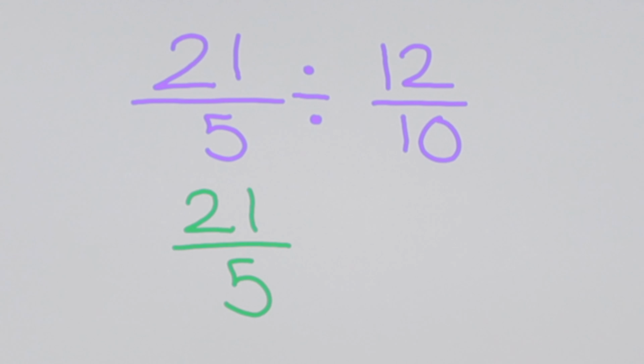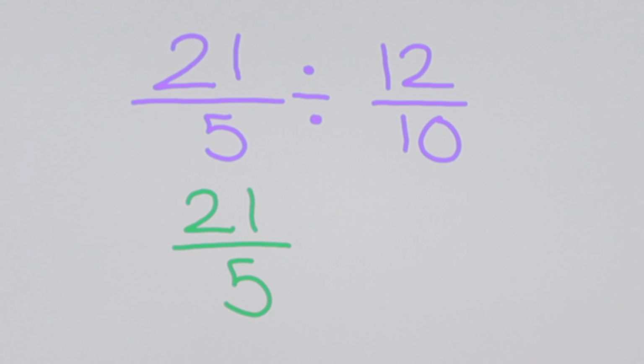Next part of the lyrics say, change that division sign to a times sign. Change that division sign to a times sign. Very simple, right? Next step, flip the last fraction. Flip the last fraction.